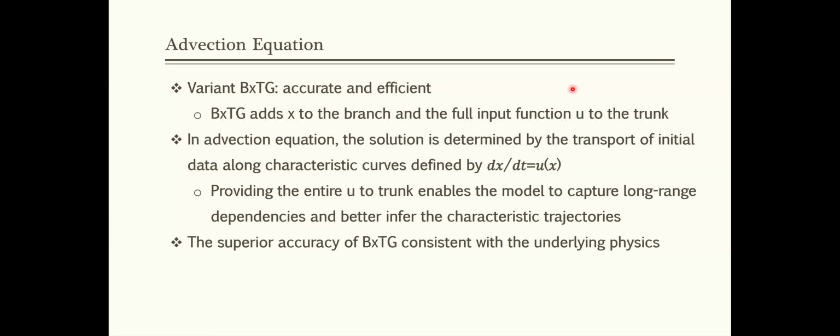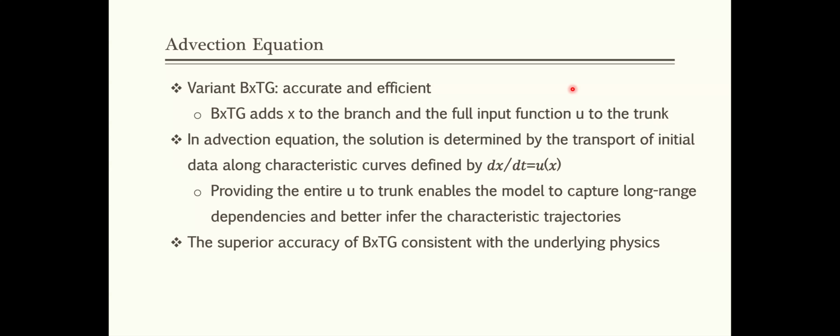As we can see from the results, the variant BXCG offers good accuracy at a reduced computational cost. But why does this variant work well for the advection equation? In fact, we first recall the variant BXCG, where we added the input function u to the trunk. And the input function u in this equation is the velocity field.